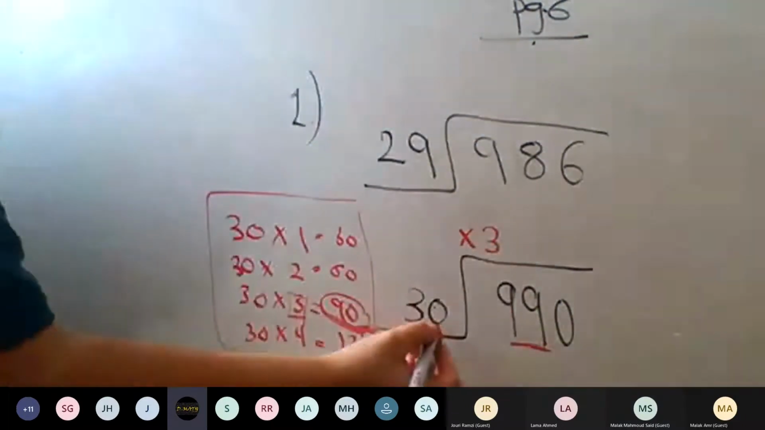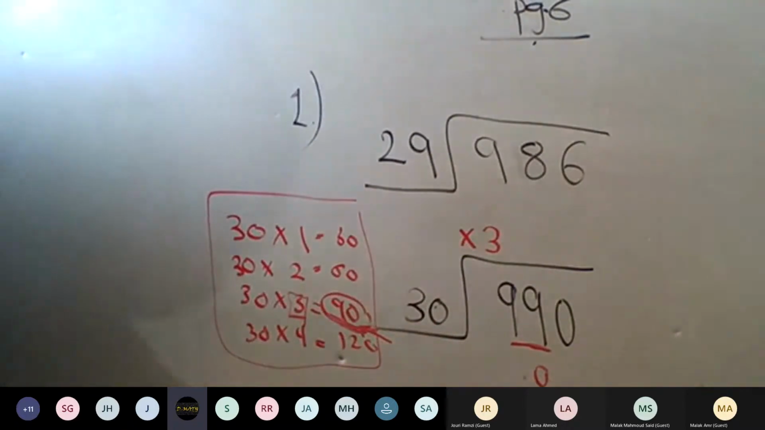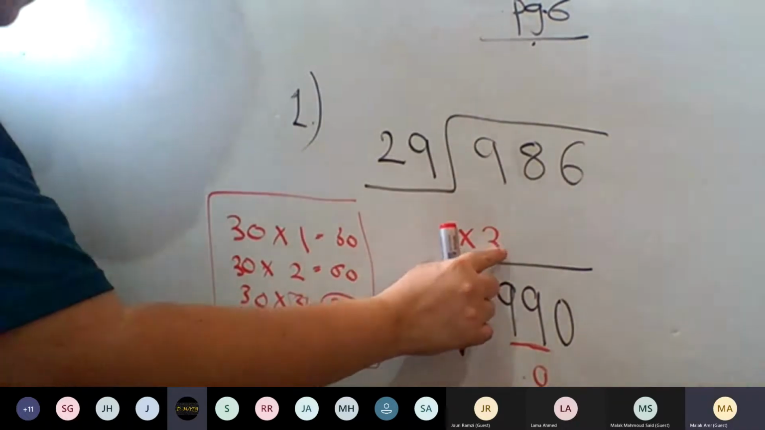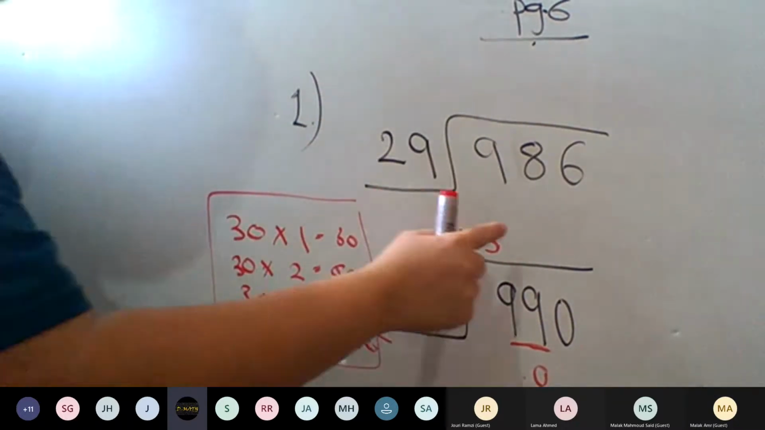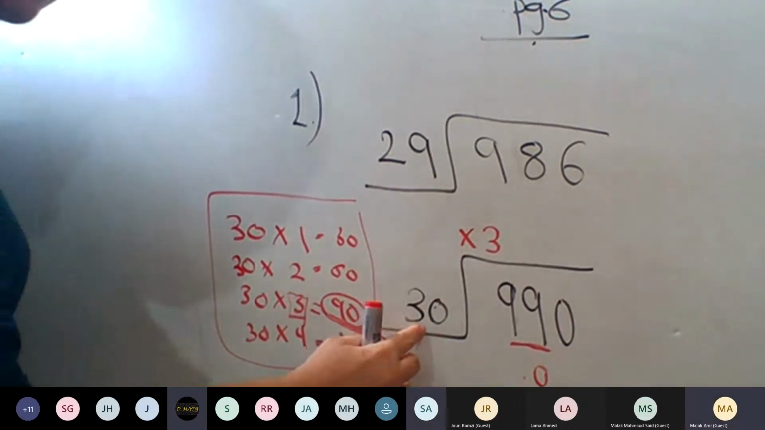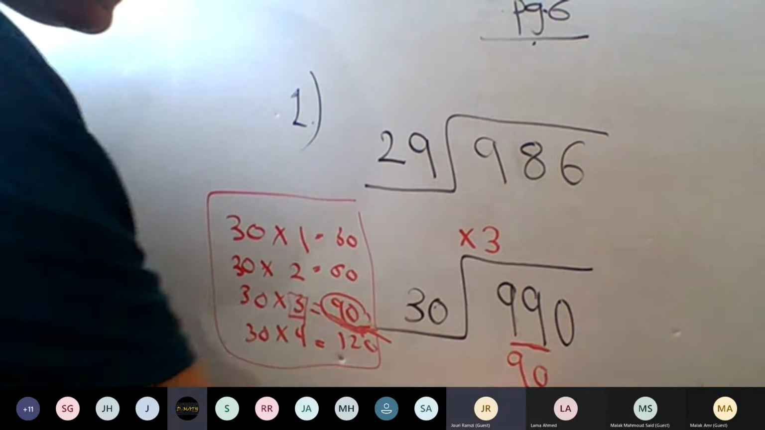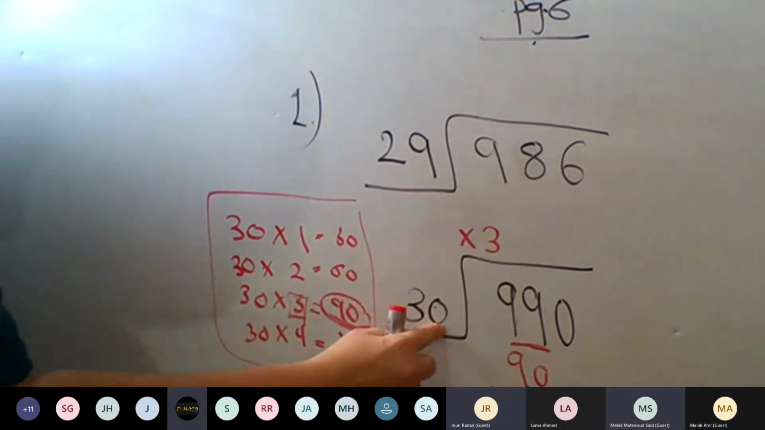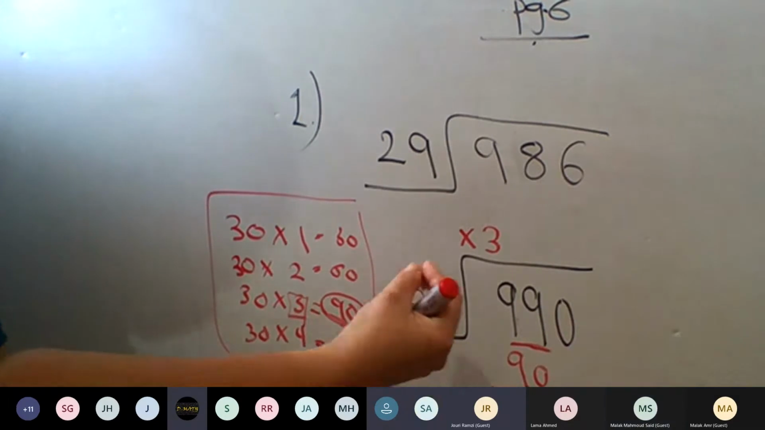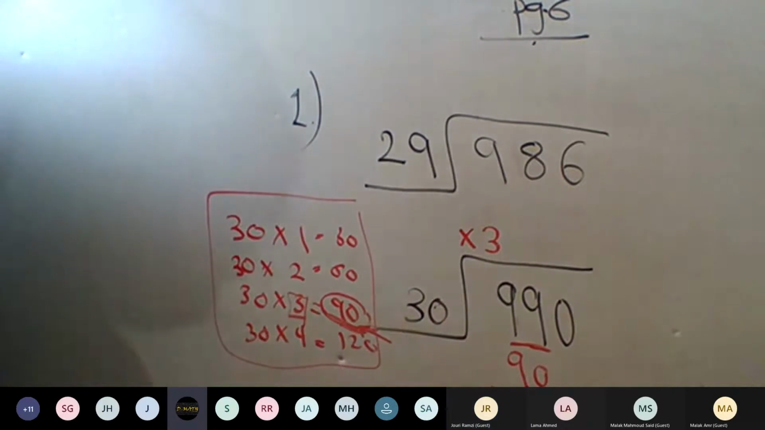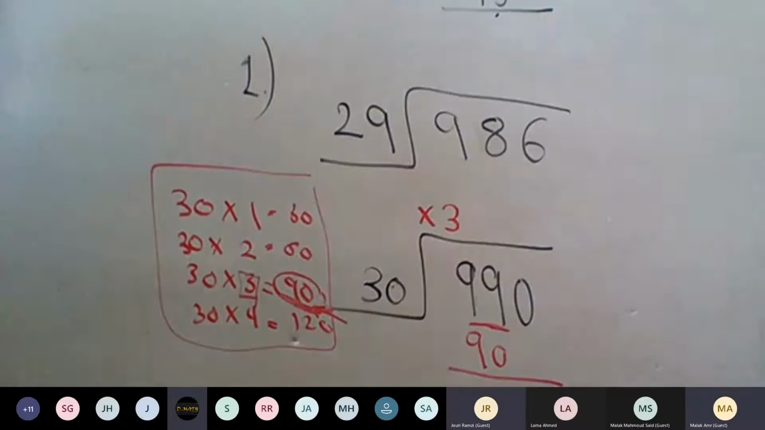Then 3 times 0. I will multiply this 3 with the first digit, 0. Then I multiply this 3 with the second digit. So 3 times 0 is 0, and 3 times 3 is 9. Let's stop. 3 times 0, 0. And 3 times 3, 9. Teacher, put the camera down so we can see.